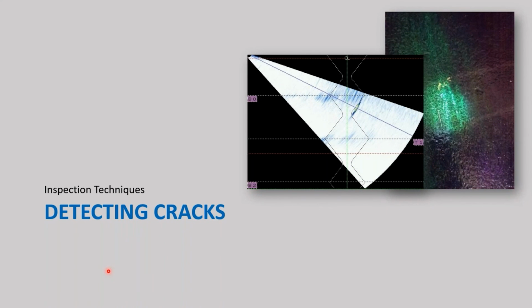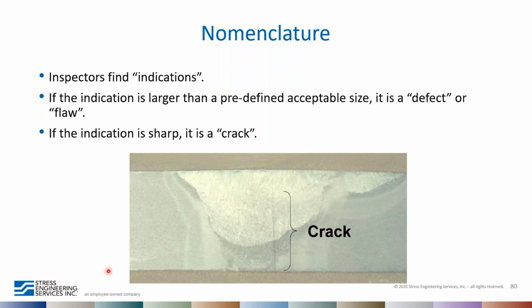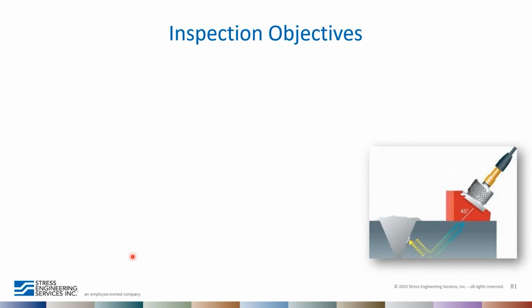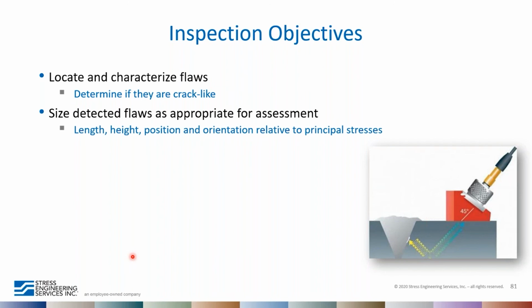Let's talk finally about detecting cracks. Let's talk about inspection techniques. So in general, inspectors find indications, and if an indication is larger than a predefined size, it's considered a defect or flaw. And if it's sharp, then it's a crack. A lot of times during inspection, it's important to determine whether it truly is a crack, because that makes a difference as to how you evaluate it and the risk of failure. So inspection objectives include to locate and characterize these flaws, determine if they're crack-like, the size of the flaw, length, height, position, and then their orientation relative to the principal stresses in the component.